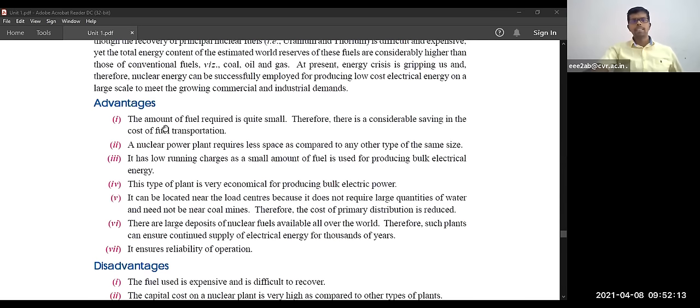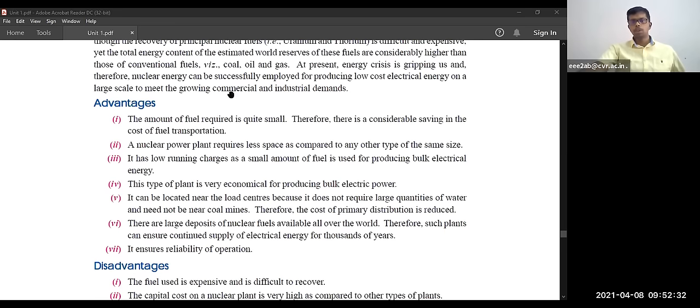The main advantage is that the amount of fuel required is quite small. Just 1 kilogram itself can produce around 200 megawatt or more. Therefore, there is a considerable saving in the cost of fuel transportation.